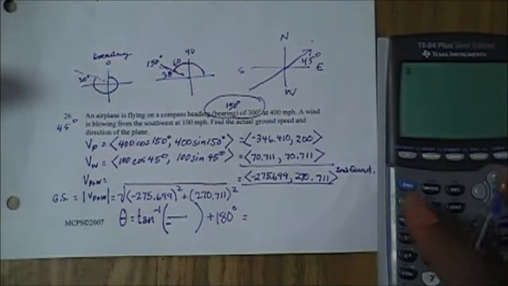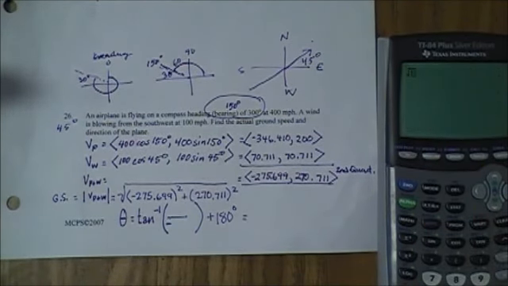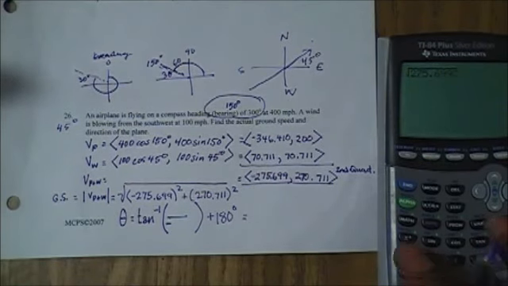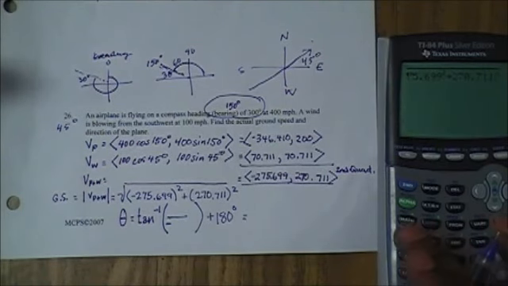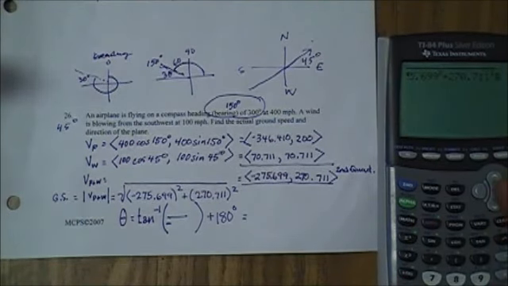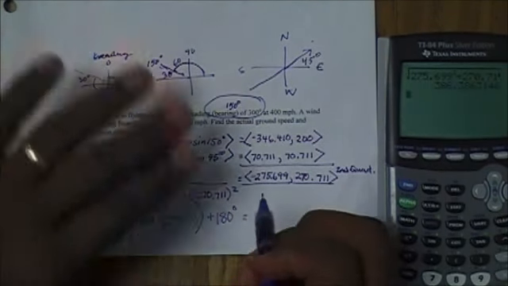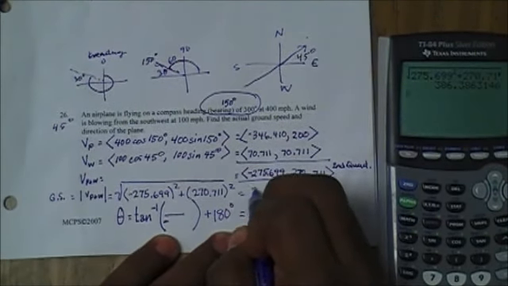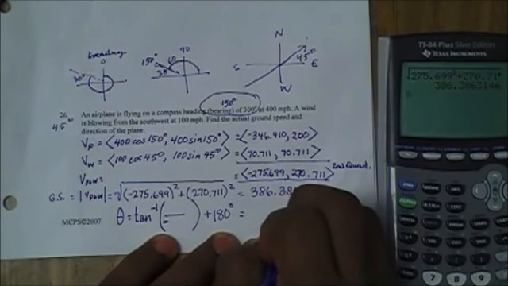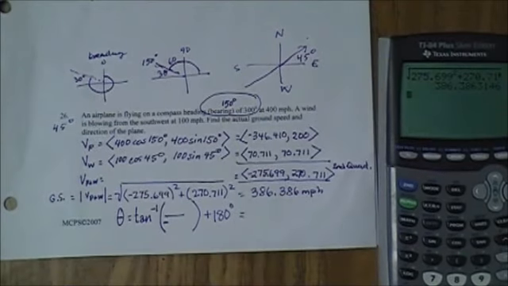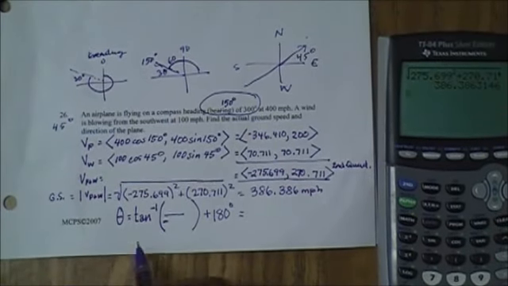Shoot, let me do that again. 275.699 squared plus 270.711 squared, and the square root of that. All right, there we go. We get 386.386 miles per hour.